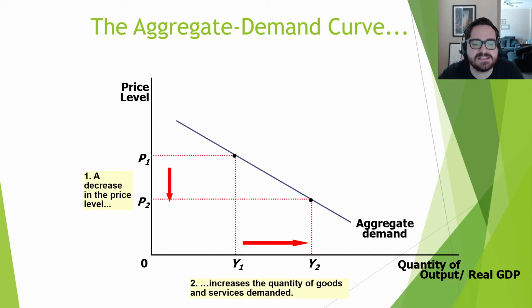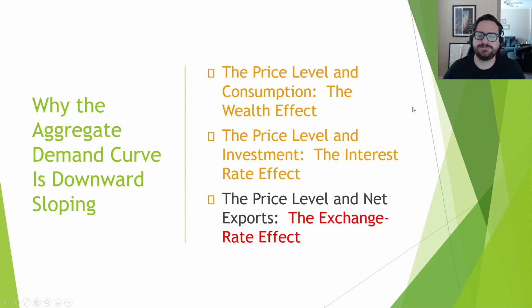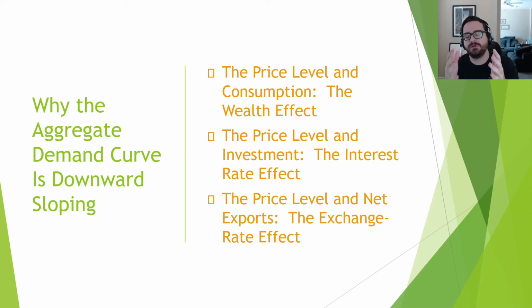As you have a lower price level, you have an increased quantity demanded. Remember this thing from our supply and demand notes that when you change the price level, you do not change the demand curve, you're simply moving along the curve. So if there's a lower price level, there would be a higher quantity demanded. But why? Why does that work that way? There are 3 big reasons as to why price level and quantity of output are inversely related when it comes to demand. The first one is called the wealth effect, which has to do with consumption spending. The second one has to do with investment spending, and it's called the interest rate effect. And the third one has to do with net exports, and it's called the exchange rate effect.